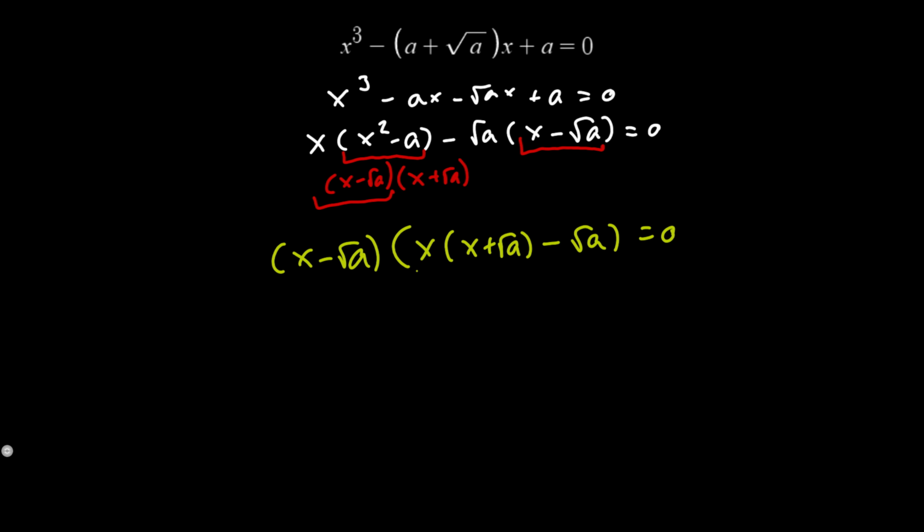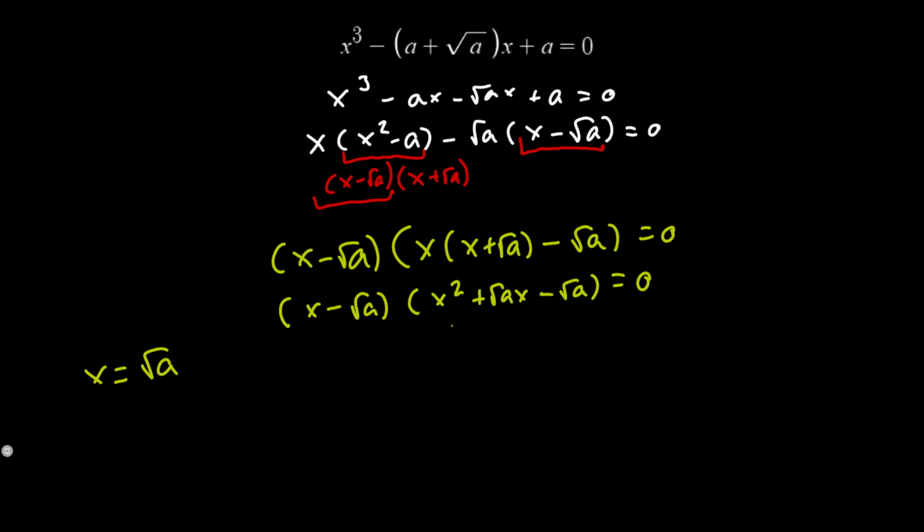Simplifying whatever is in there, x times x plus root a, we will have x squared plus root a x minus root a, and we have x minus root a right here. And that is equal to 0. So we have that x is equal to the square root of a, which is a fairly good solution, and it's not scary.